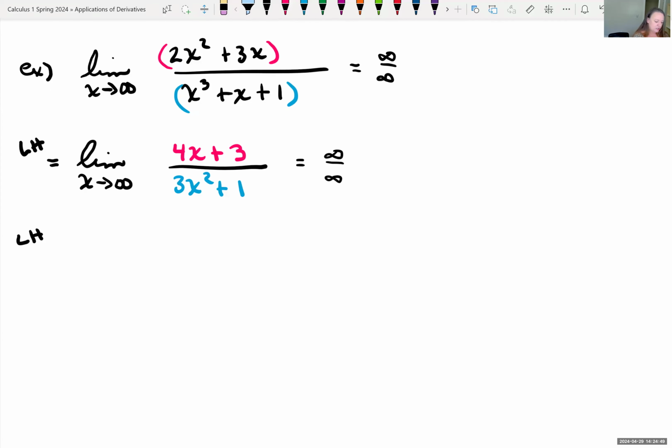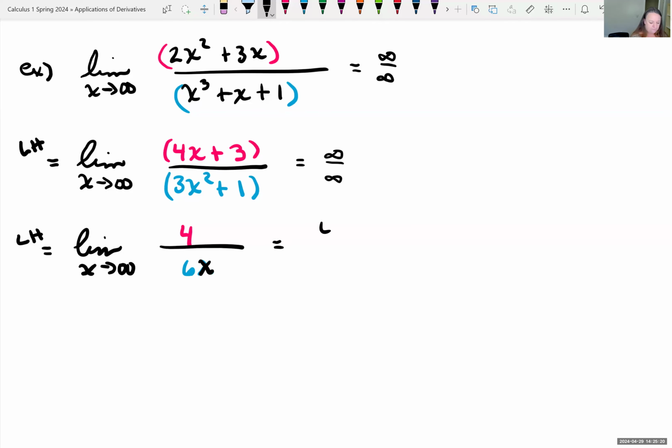and we're going to take the derivative of our new numerator. So the derivative of 4x plus 3 is just 4, all over the derivative of our denominator. So the derivative of 3x squared is 6x, and the derivative of 1 is 0. Now when we do our direct substitution, we're going to get the form of 4 over 6 times infinity, which is infinity. And we know a number over infinity goes to 0.